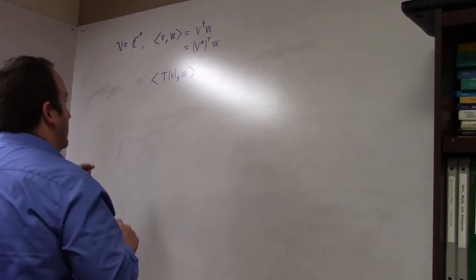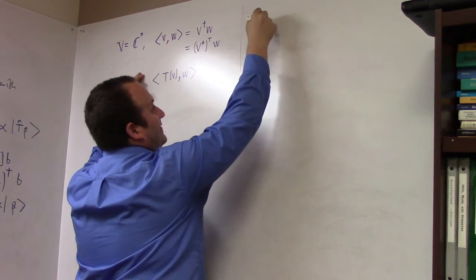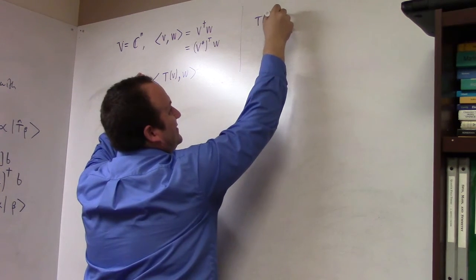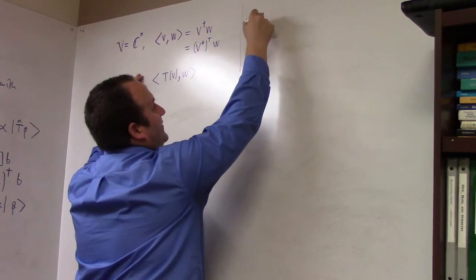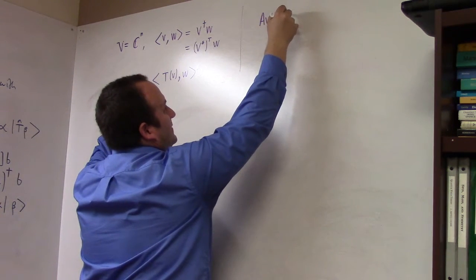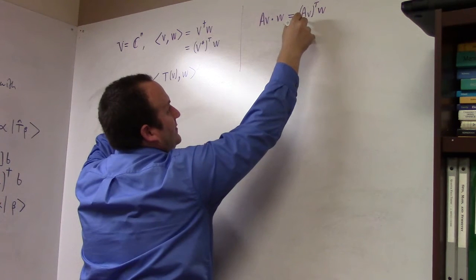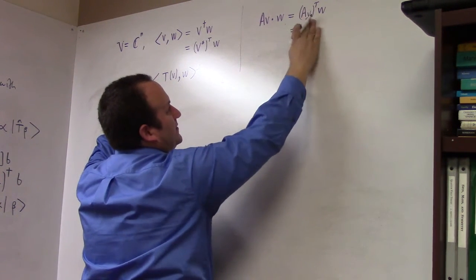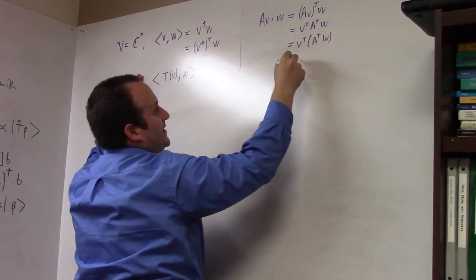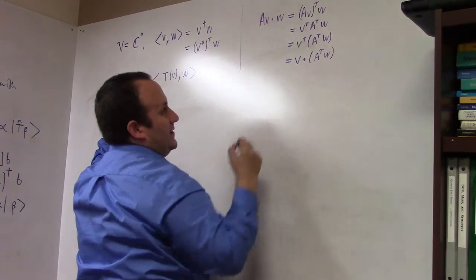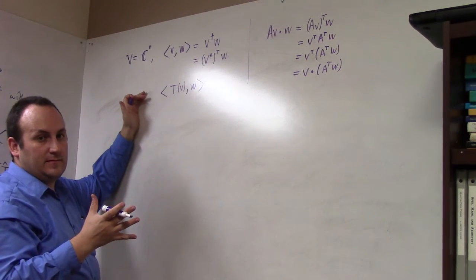So, in the case of an ordinary dot product, if you have AV dot W, then that would be AV transpose times W, which would be V transpose A transpose W, which you could rewrite as V transpose times A transpose W, which you could understand is actually V dot A transpose times W. So all we're looking at is the complex analog of this identity. This is true for any operator.